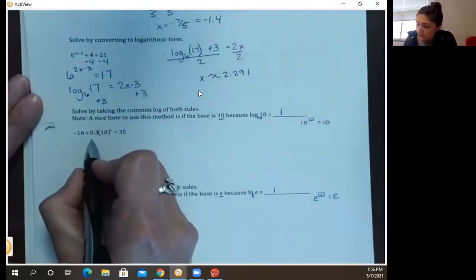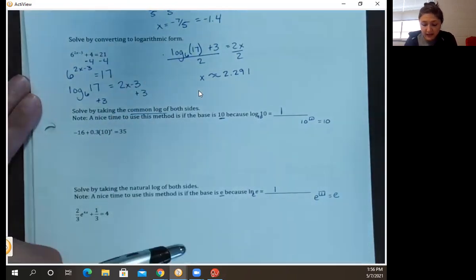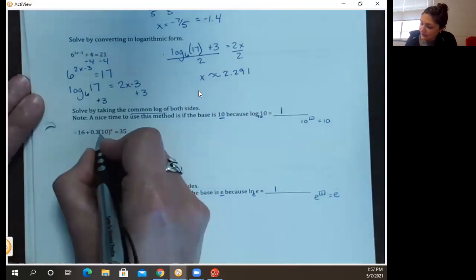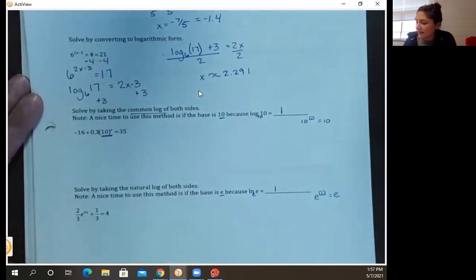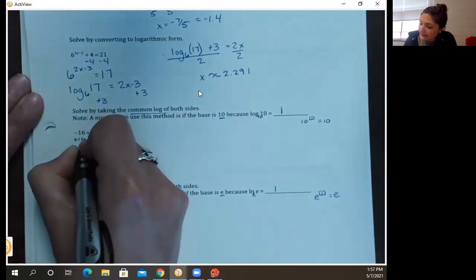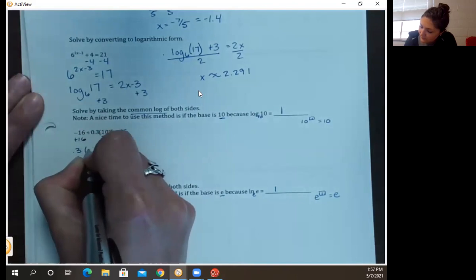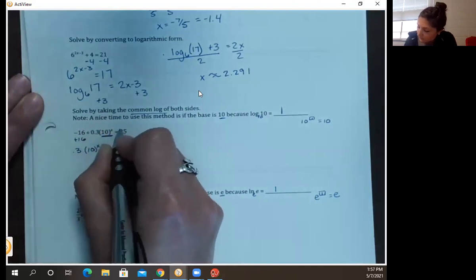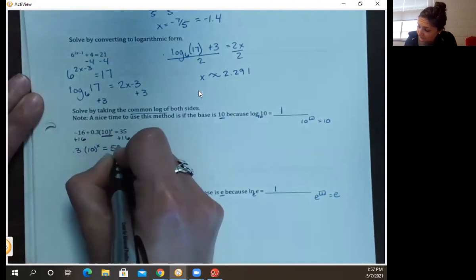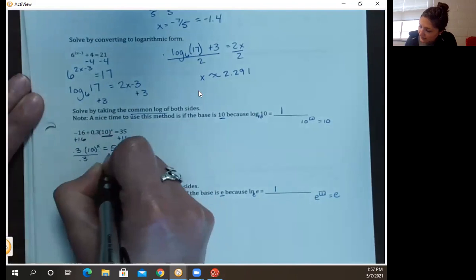So up here, we're going to solve this by taking a common log of both sides. Before I can do that, again, I have to get this thing with the exponent by itself. So this guy right here, 10 to the x, needs to be by itself. I'm going to start by adding 16 to both sides. So I get 0.3 times 10 to the x equals 51.